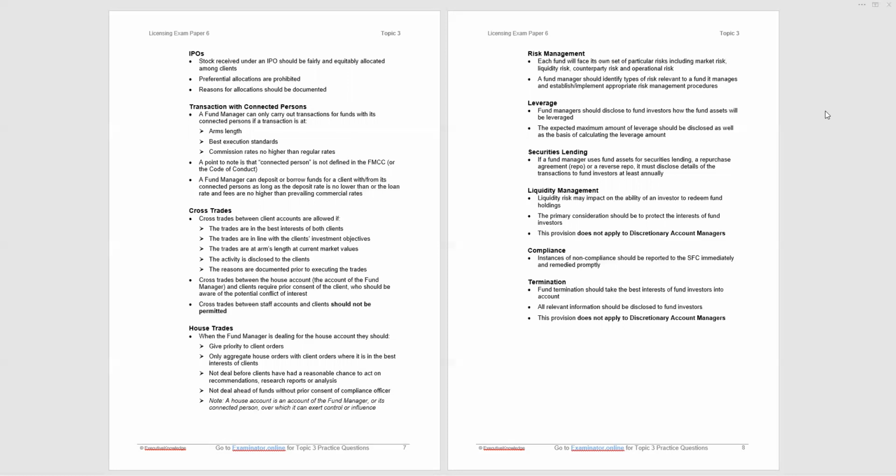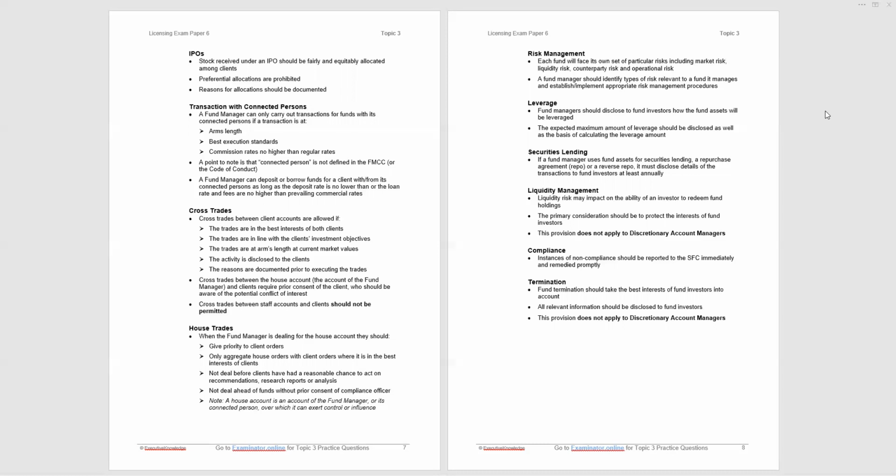House trades, where you are dealing for the house account, that's the proprietary trading account for your firm, then there are some conditions. You give priority to client orders, etc. Note the last point. House account is an account of the fund manager or its connected person over which you can exert control or influence, and that point has come up in a question.